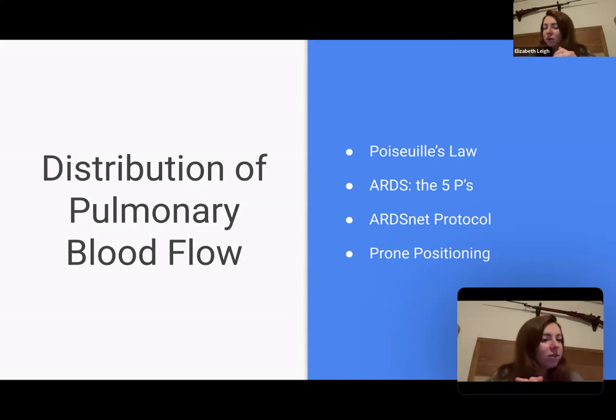For ARDS, acute respiratory distress syndrome, don't forget about the 5 Ps. Don't forget about the PF ratio and how less than or equal to 300, we have mild ARDS. Less than or equal to 200, or between 100 and 200, we have moderate. And then anything less than 100, we have severe ARDS.